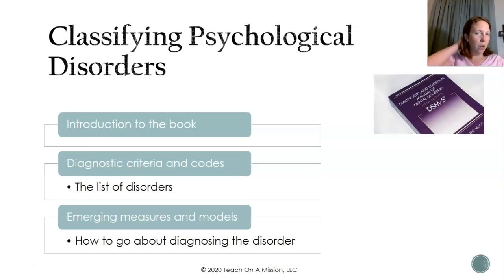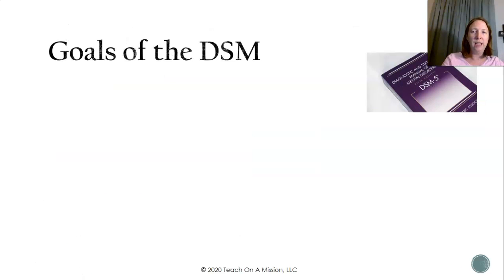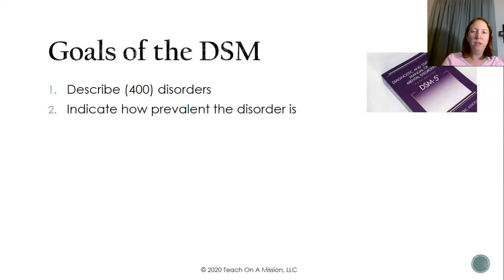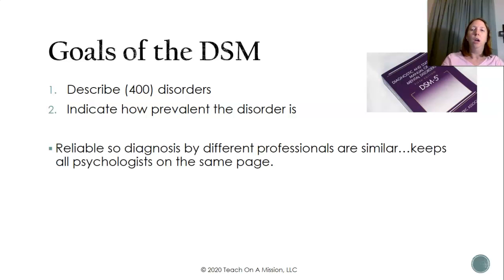So what does this book do? It's divided into 3 sections. There's an introduction, the diagnostic criteria and codes. It's a list of symptoms and what to look for. Kind of like WebMD, but a little bit more well done. And then the final section is emerging measures and models, how to go about diagnosing the actual disorders. There are 2 goals to the DSM: to describe the disorders and to indicate how prevalent they are, and to break it down based on things like age and gender.